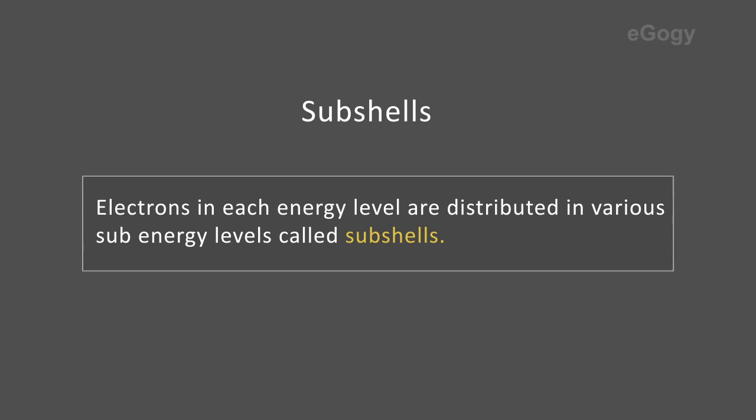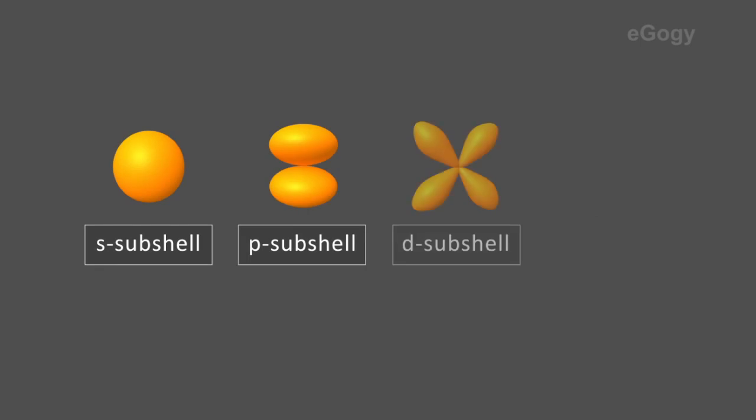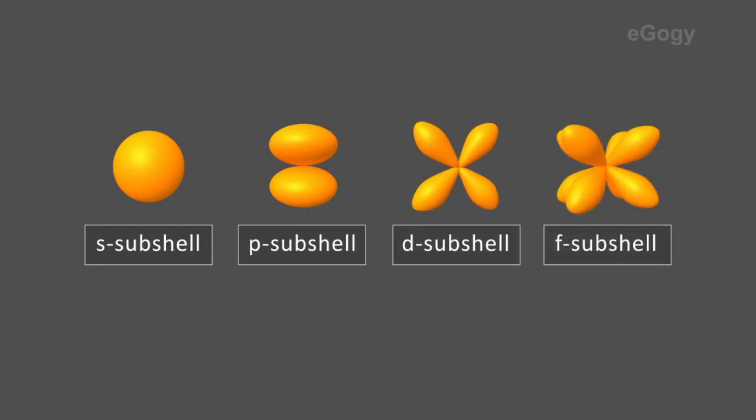Subshells. Electrons in each energy level are distributed in various sub-energy levels called subshells. They are named as s, p, d, f, and so on.